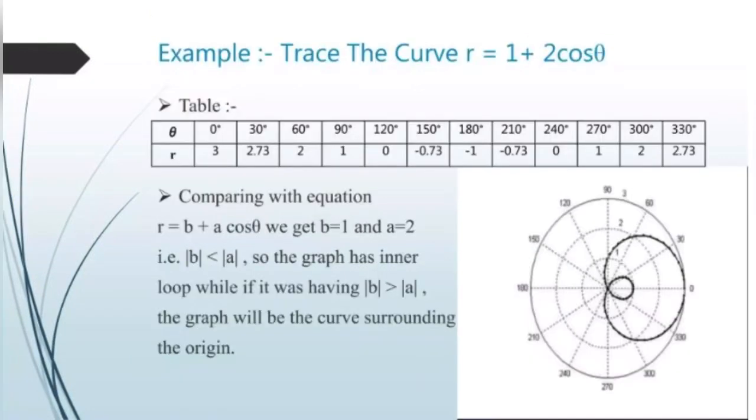Here is an example to trace the curve r is equal to 1 plus 2 cos theta. Here is a table and graph, and comparing with the equation r is equal to b plus a cos theta, we get b is equal to 1 and a is equal to 2, that is, modulus b is smaller than modulus a. So the graph has an inner loop, while if it had modulus b greater than modulus a, the graph would be a curve surrounding the origin.